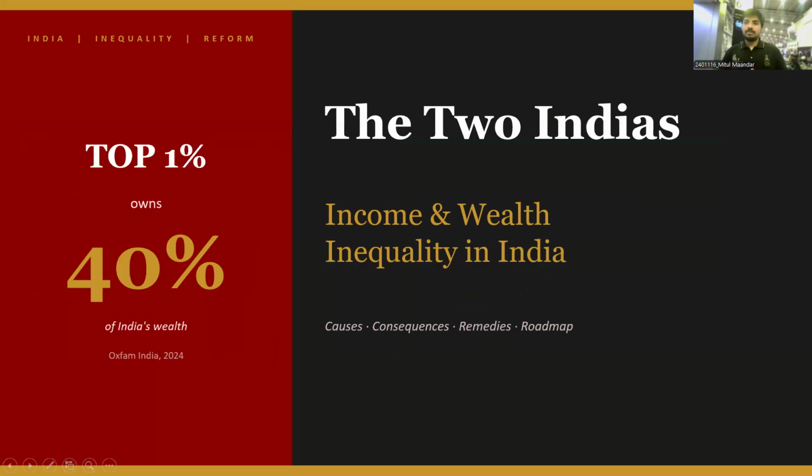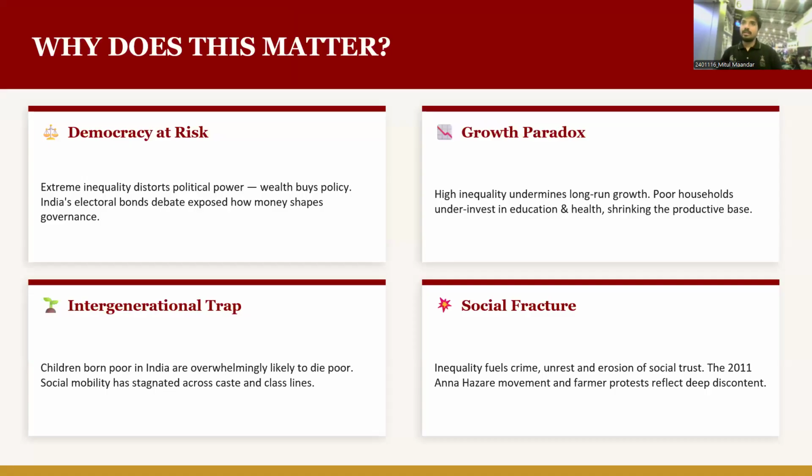Good evening, everyone. So, my topic for the assignment today is Two Indias: the income and wealth inequality in India. As you know, 40% of the country's wealth is owned by the top 1% of the country.